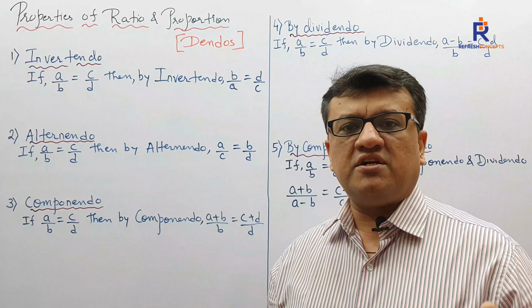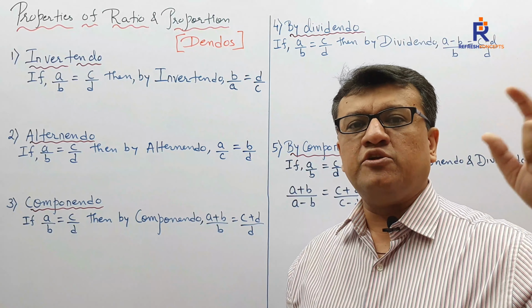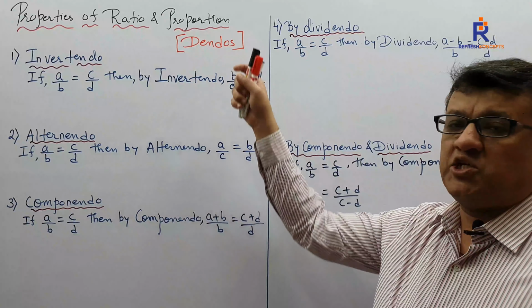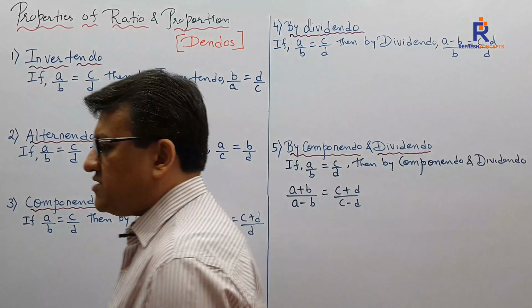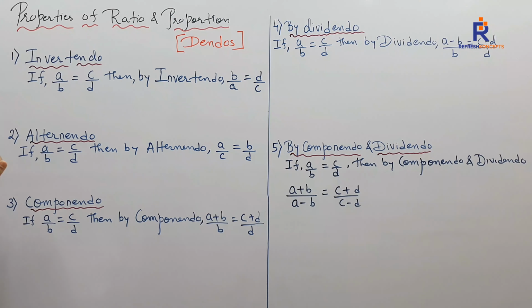So in the near future, whenever you watch my other sums, you will hear from my side "Dendo's." So you should know which Dendo's I'm talking about. That means I'm talking about properties of ratio and proportion, right? So let's start with the very first one. What is the very first property of ratio proportion?